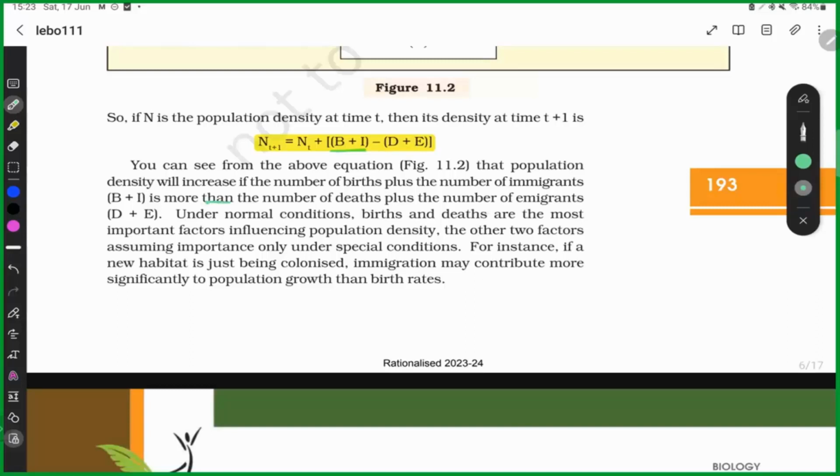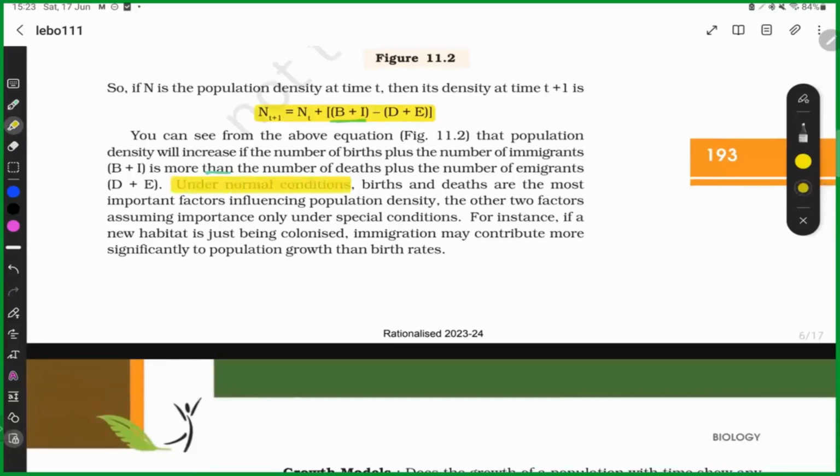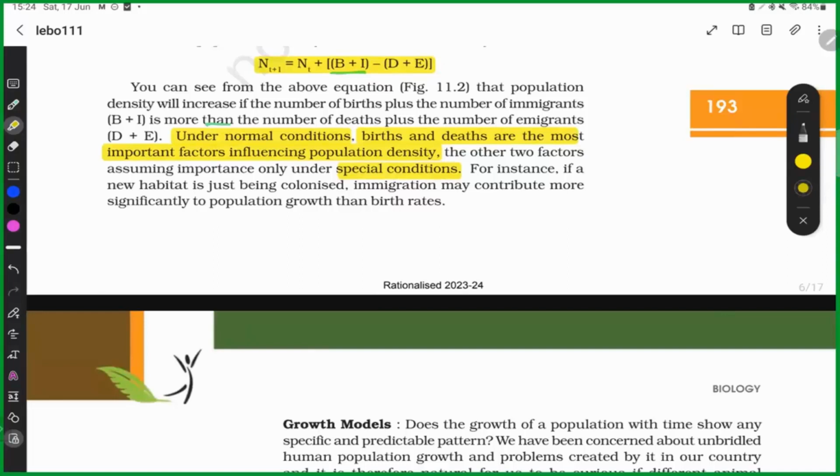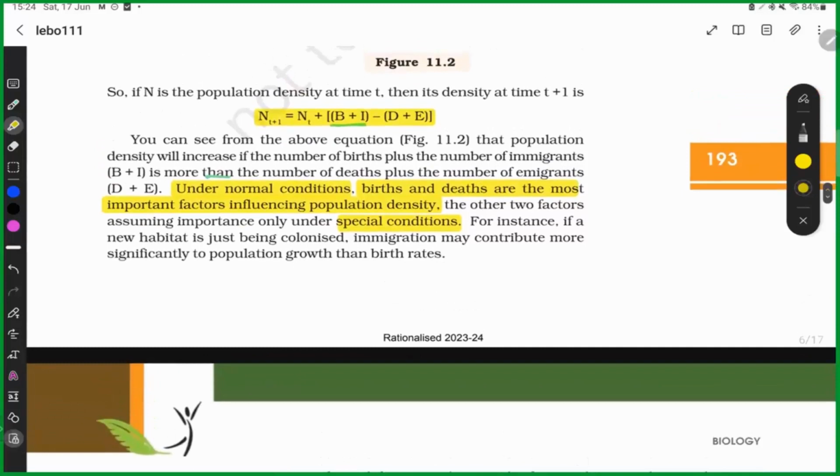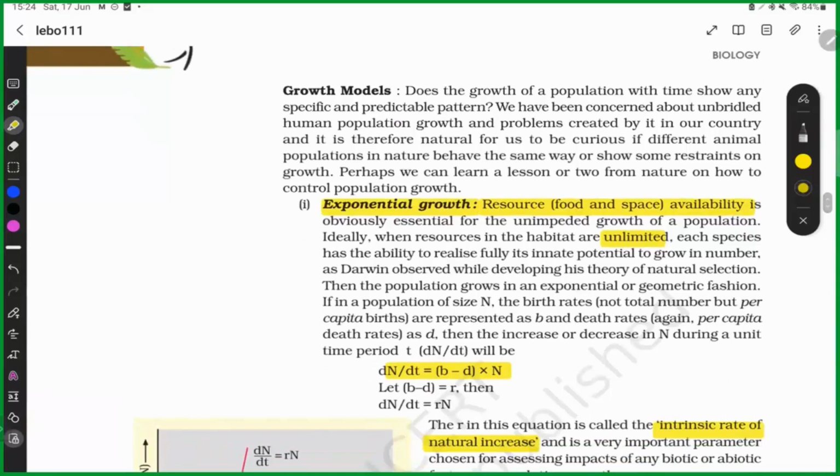Under normal conditions, birth and death are the most important factors, because the other two factors, immigration and emigration, will cause change in population density only under special conditions. For example, if a habitat is newly formed, immigration may contribute more significantly. Then, further, growth models or growth curves.